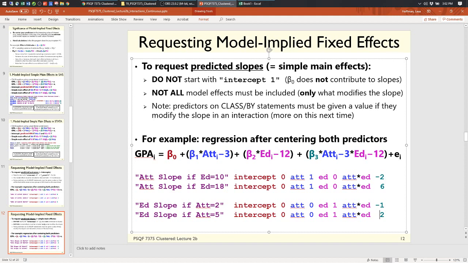There are macro programs that folks have written, like Chris Preacher and Andrew Hayes. This is called decomposing interaction terms or requesting simple slopes. This is the stuff that's in their program that's under the hood. You don't need any special programs if you know how to write these statements, because you can get anything you want, regardless of where your centering point is.